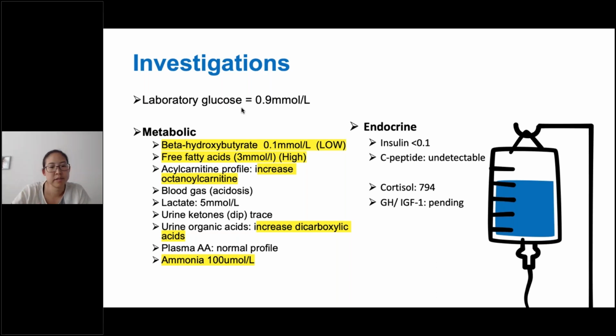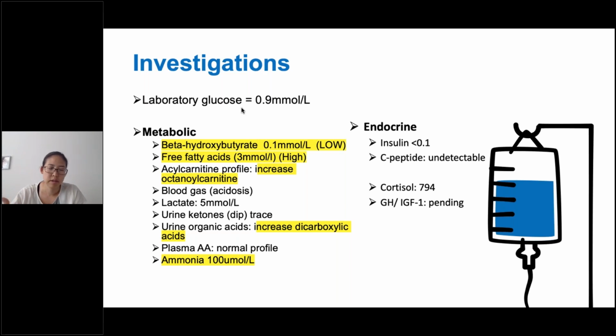For metabolic investigations, okay, what can you see? You see low beta hydroxybutyrate, so low ketones. So that's a bit abnormal already because you would expect your ketones to go up when you're hypoglycemic. He pretty much had a prolonged fast, because he missed meals because he got drunk and hungover and slept through them. So this was a prolonged fast.